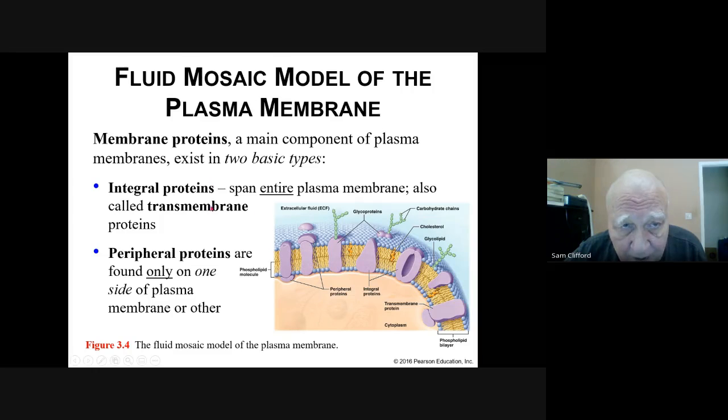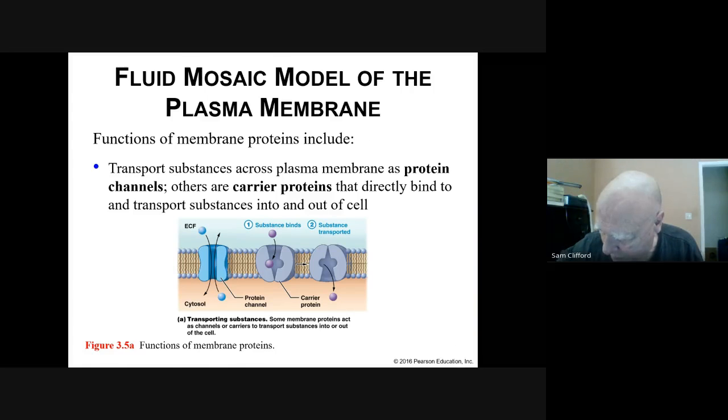So there are membrane proteins, those that go across the entire membrane, and peripheral proteins. What do these proteins do? They transport materials from one side of the membrane to the other. We'll find out what they transport, such as sodium, potassium, glucose, and so on.